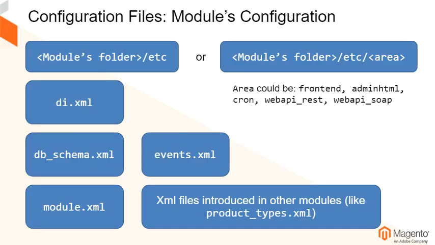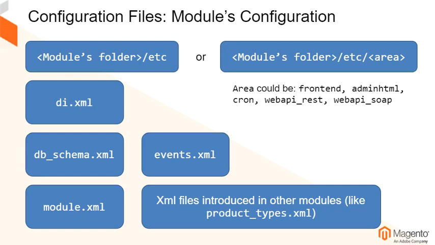Modules configuration is located in the etc folder. Config files, except module.xml, could be in etc area folder. Area could be frontend, adminhtml, cron, webapi_rest, webapi_soap. If a config file is located in etc area folder, it will only take effect for this area.